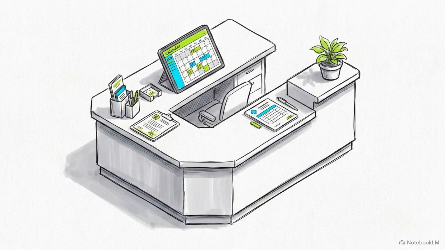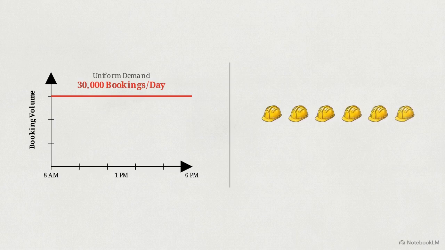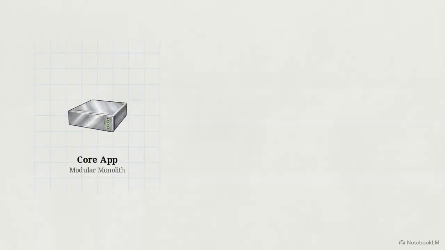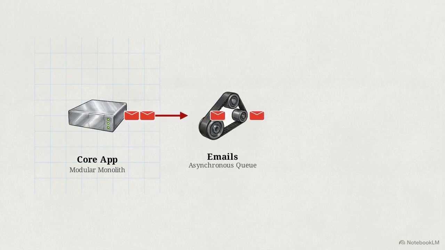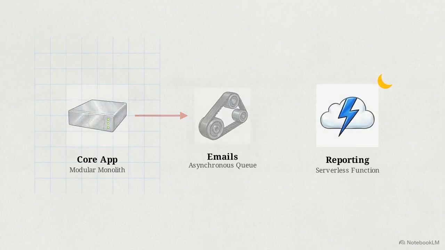Let's test these principles on a physical system. We are building an appointment booking platform. It handles 30,000 bookings a day with steady daytime load, run by a small team of 6 engineers, and it requires heavy overnight reporting jobs. We built the core application as a modular monolith, avoiding microservice overhead. We route emails into an event-driven message queue, decoupling side effects so screens load instantly. Finally, overnight reporting is isolated into a serverless function, consuming zero compute during the long daytime idle period.